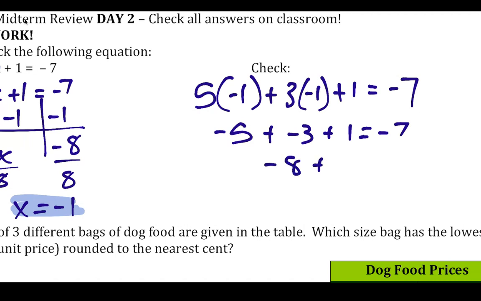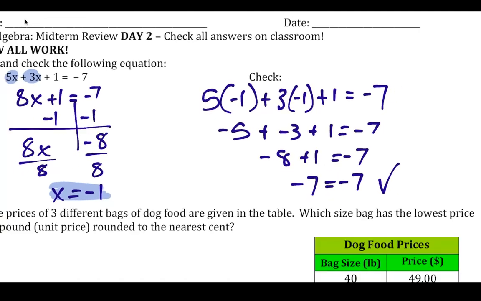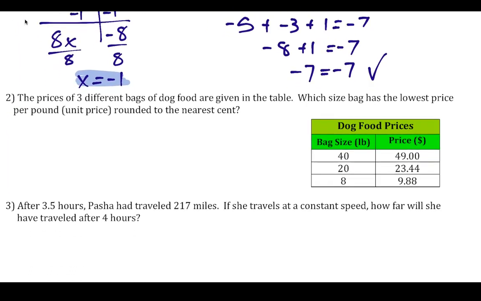Negative 5 plus negative 3 is negative 8. So negative 8 plus 1 is negative 7, which is equal to negative 7. Both sides of the equation are equal to each other. So that checks out. That means negative 1 was the correct answer.